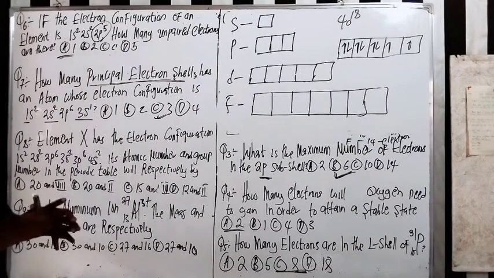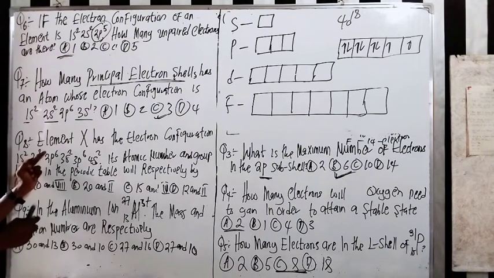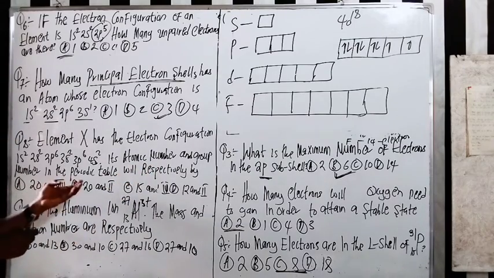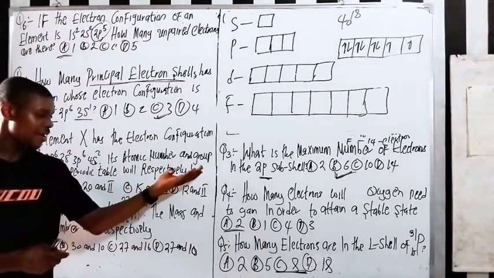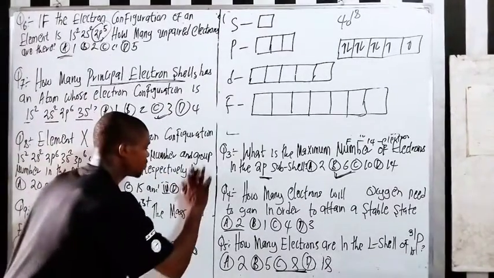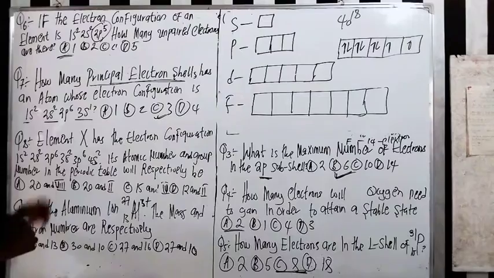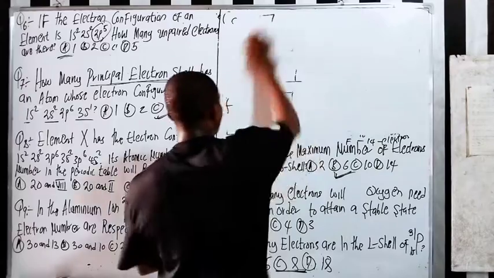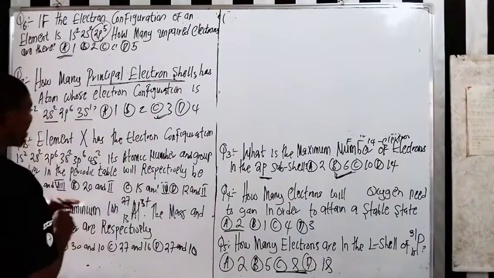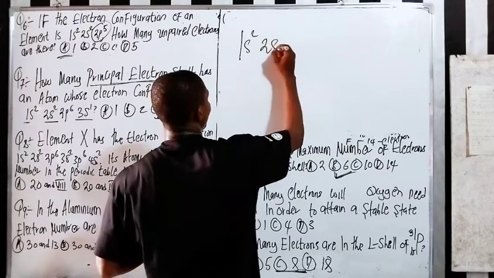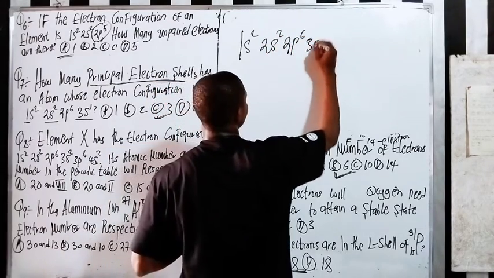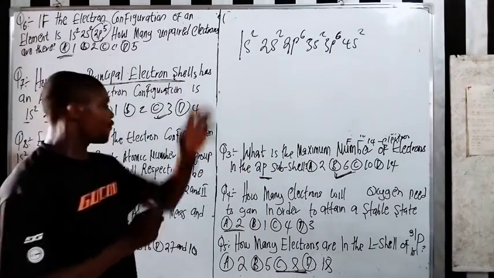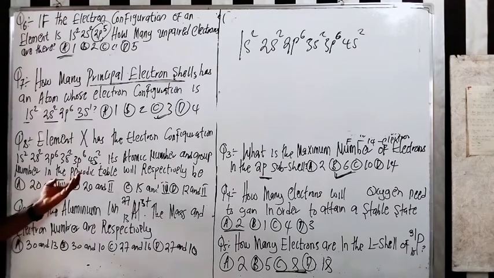Element S has the electron configuration 1s2, 2s2, 2p6, 3s2, 3p6, 4s2. The atomic number and group number in the periodic table will respectively be what? Now let me explain this for you very well. Here we have 1s2, 2s2, 2p6, 3s2, 3p6, 4s2. Are you there? Now, they say the atomic number.